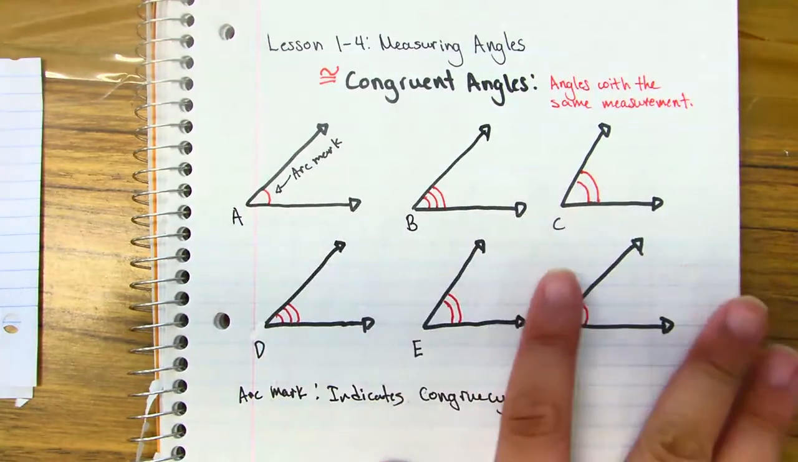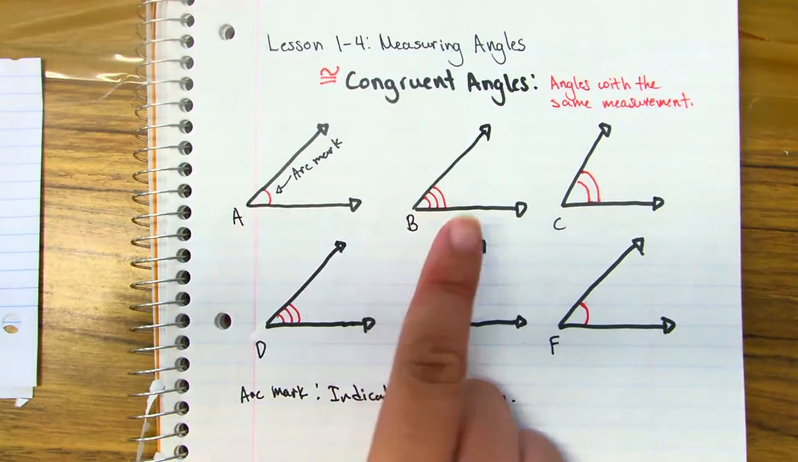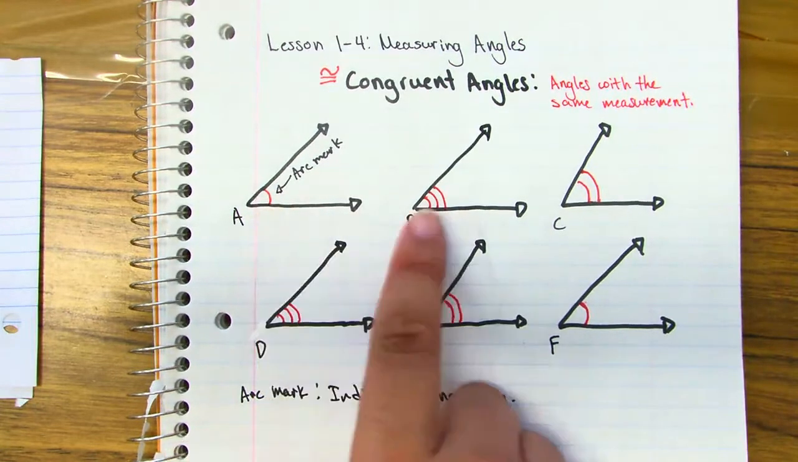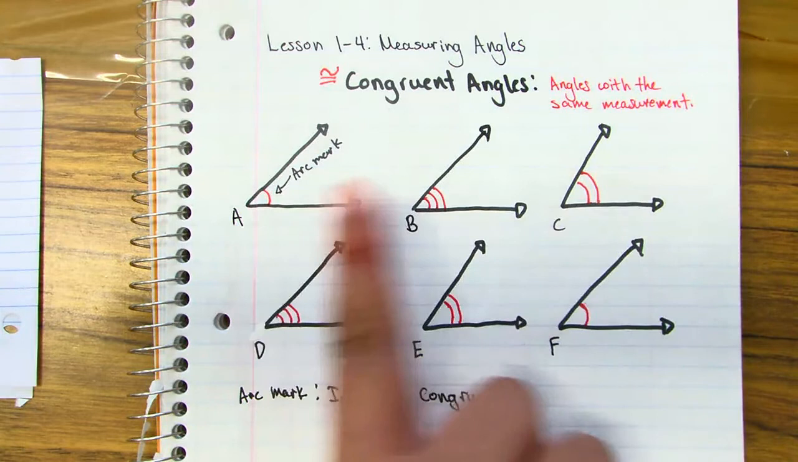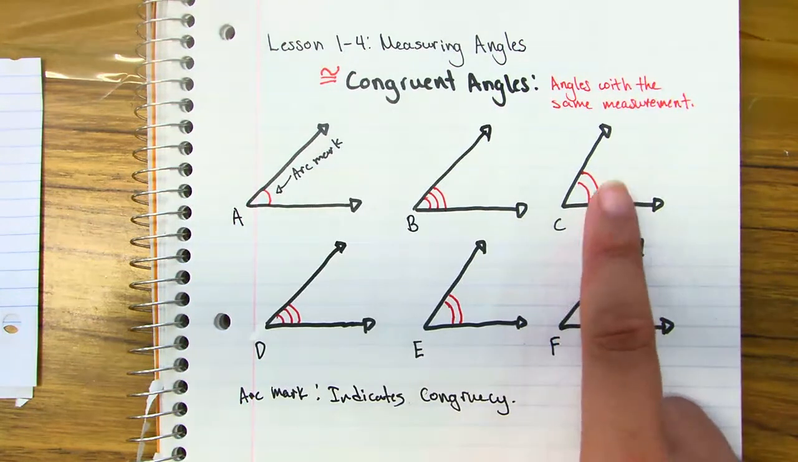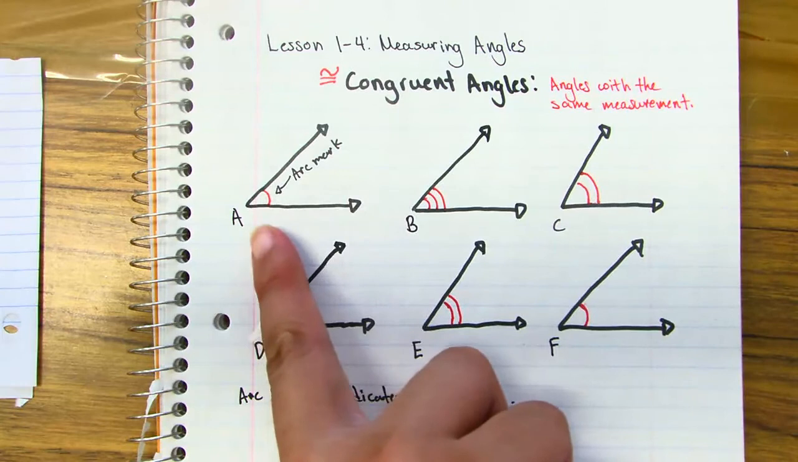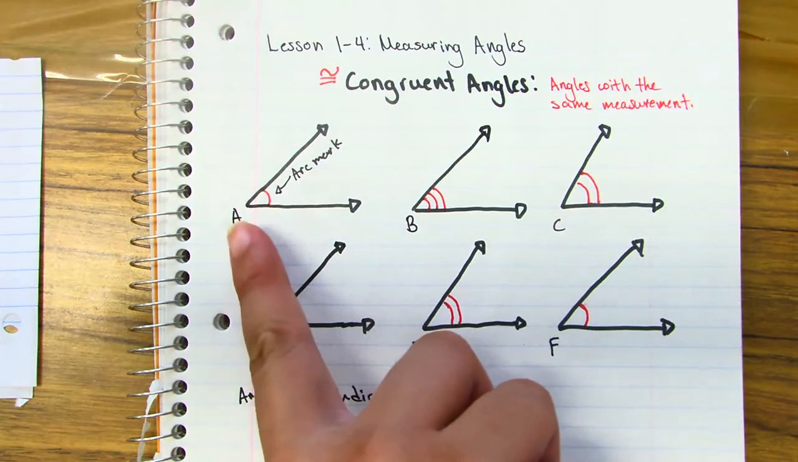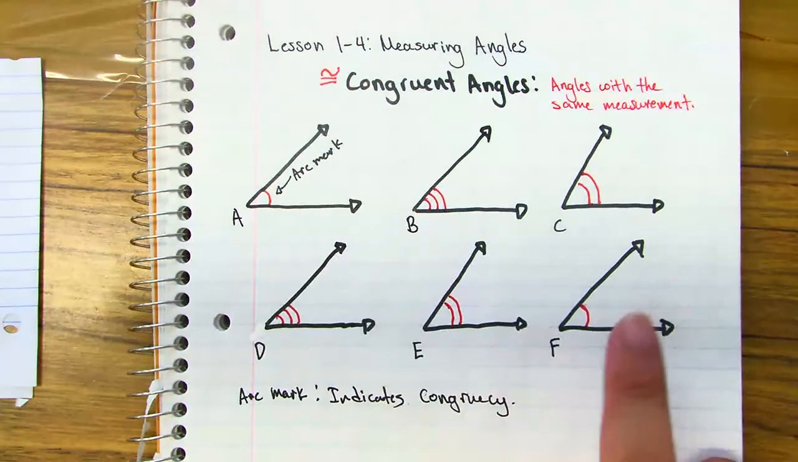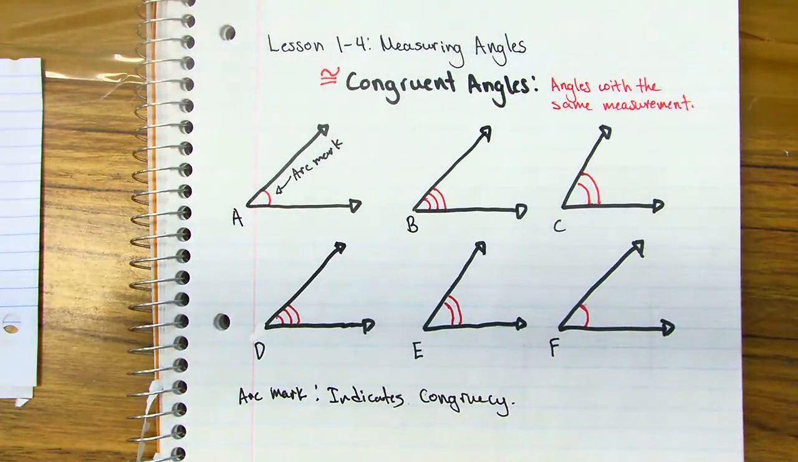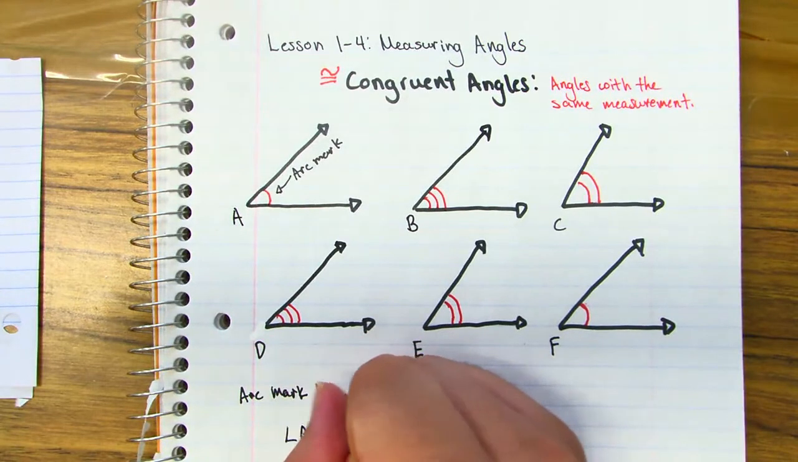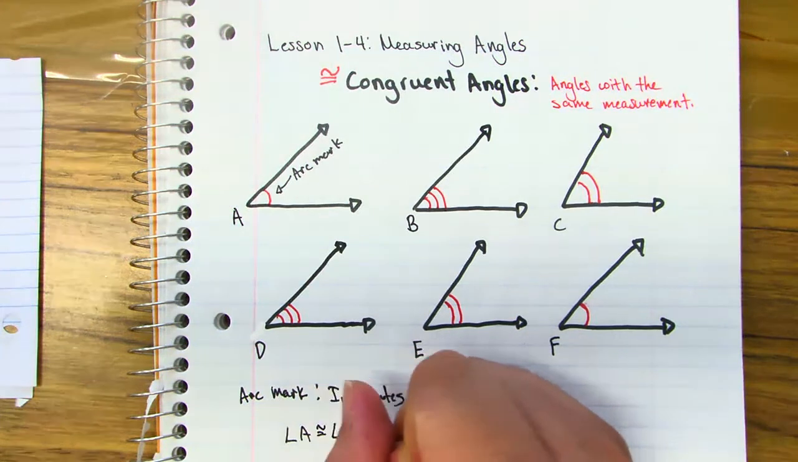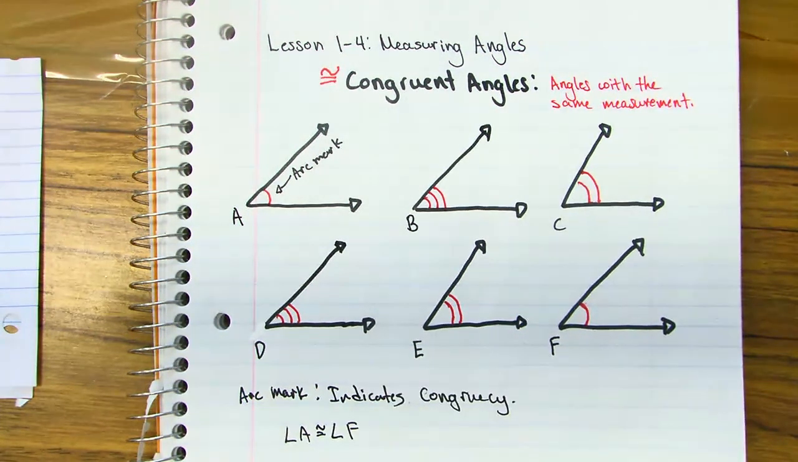are congruent. For example, angle A cannot be congruent to angle B because this has 1 arc mark and this has 3. Same as B has 3, and angle A and angle C cannot be congruent because C has 2 arc marks and A only has 1 arc mark. So the only angle that angle A is congruent to is angle F. Okay? So we can put that as a fact. Angle A is congruent to angle F.